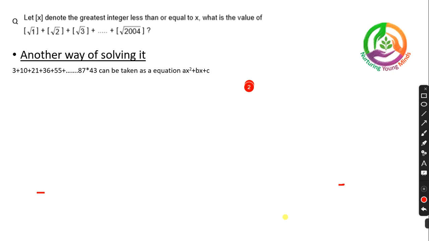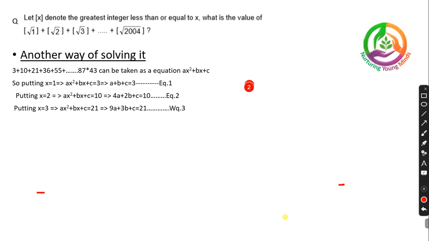So this series can be taken as the equation ax square plus bx plus c, correct? Now if you take x equal to 1, ax square plus bx plus c is equal to 3, that is nothing but a plus b plus c equal to 3. So that is equation 1. Now if you put x equal to 2, you get 4a plus 2b plus c is equal to 10.